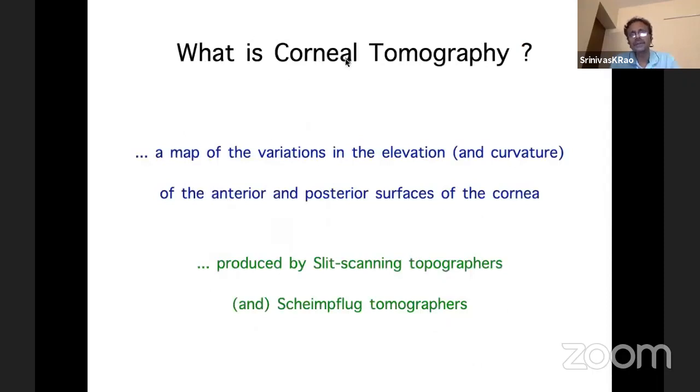So this brought in the concept of corneal tomography and not topography, which is what we've been talking about all along. So when we talk about tomography, we are looking at maps that are variations in the elevation of the cornea. We're also looking at curvature, but here we're adding elevation data. And most importantly, we are now looking at the posterior surface, which the topographers based on Placido technology could not do. So this was done initially by the slit scanning topographers and now by the Scheimpflug tomographers.